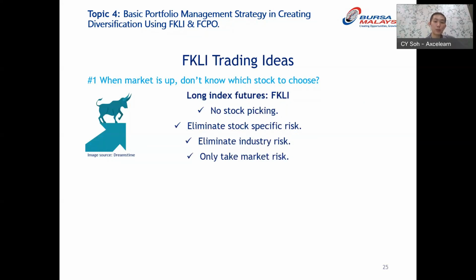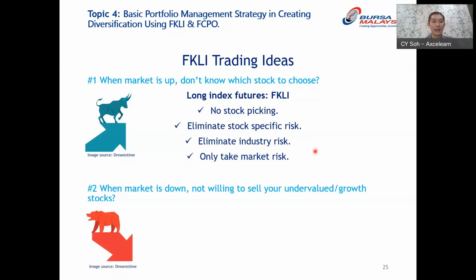However, if you were to just invest or trade stocks, you will face all of these risks. You need to do your stock picking, you have stock risk, you have industry risk, and you also have market risk as well. In stocks, you cannot eliminate all of these risks. And what happens if the market goes down? I understand you might be doing value investing or investing in undervalued or growth stocks. You can use FKLI as well, because you want to hold your stocks, right? And you strongly believe that the stocks you're holding are undervalued or have high growth potential. That's okay. But when the general stock market goes down, your stock portfolio comes down also, right?